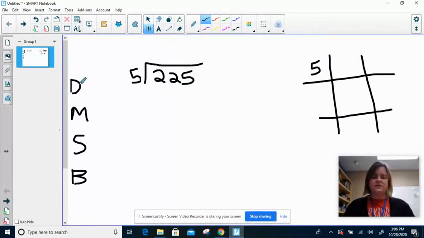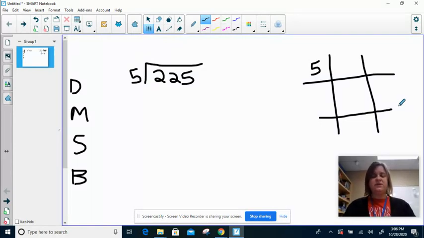So over here I've got the steps for divide, multiply, subtract, and bring down. We've got our problem set up written as a standard algorithm, and we've got a tic-tac-toe board over here. Remember, the tic-tac-toe board is always going to be based on the number that is your divisor. In this case, it is 5.